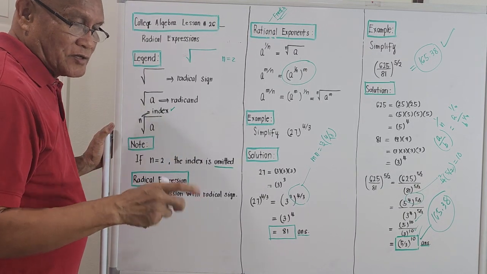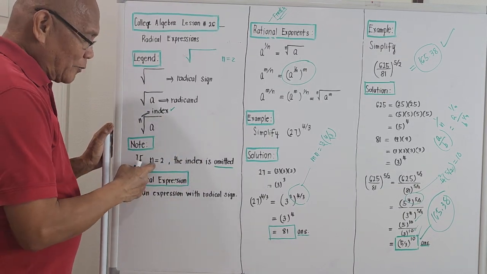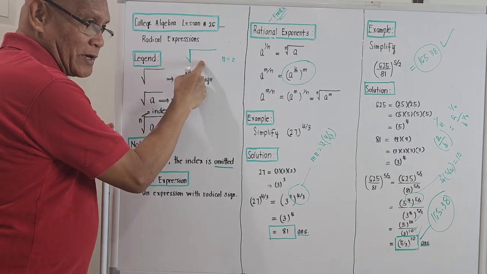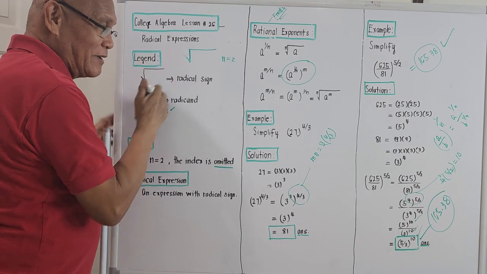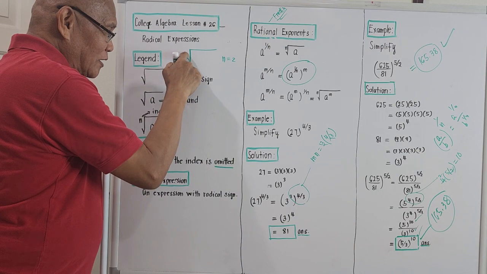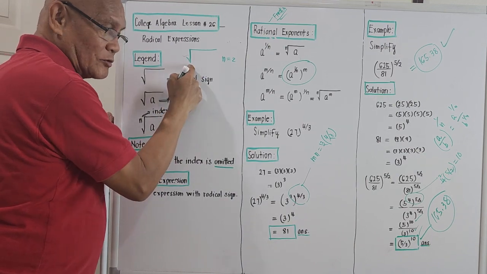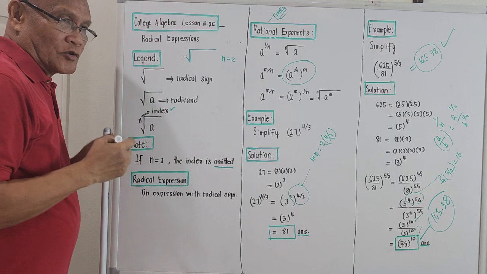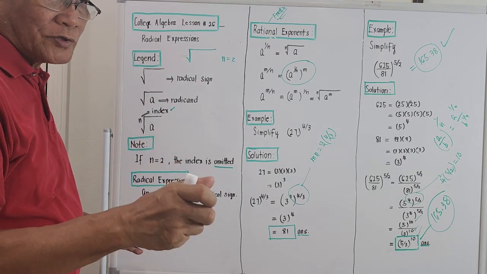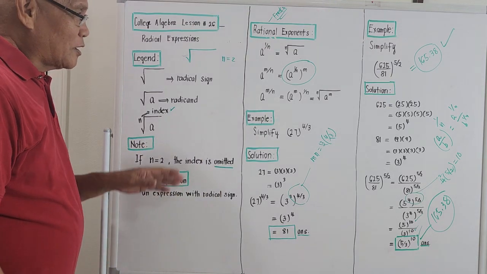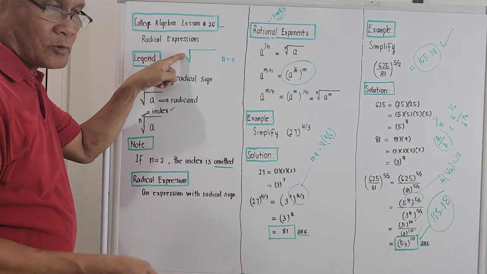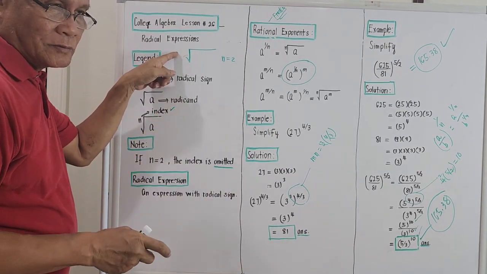And there is a standard rule. If the value of n is equal to 2, like this one, we read this to be square root. This is not cube root. For it to be cube root, this should be 3. But if the number is missing, it's understood to be square root. That is standard. So if you see a radical sign under the study of algebra, it is understood to be square root. But if there is a number there, 3, that's cube root. If it's 4, that's fourth root. If it's 5, that's fifth root.